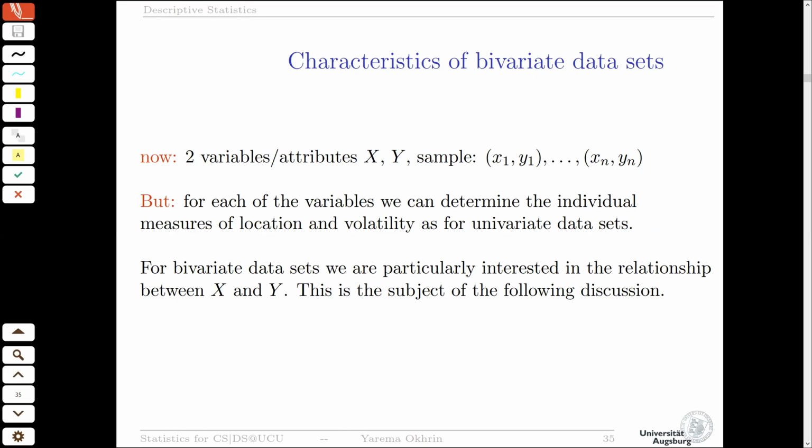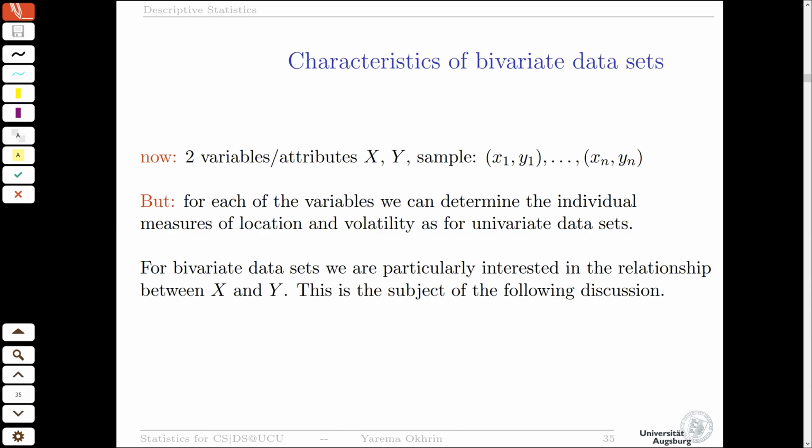So assume that we have two variables, just for simplicity, x and y, and we have pairs. So this is, say, the grade in linear algebra for one person, and this is the grade in statistics for the second person. So we have one person, and this person is characterized by two different measures, grade in statistics and grade in linear algebra. And the same for the last one.